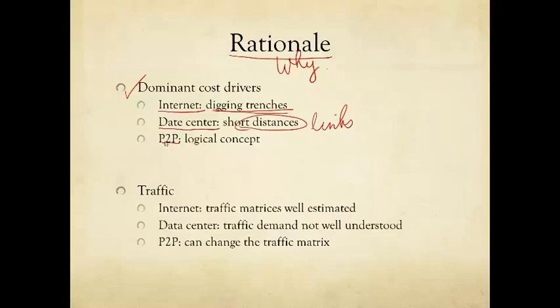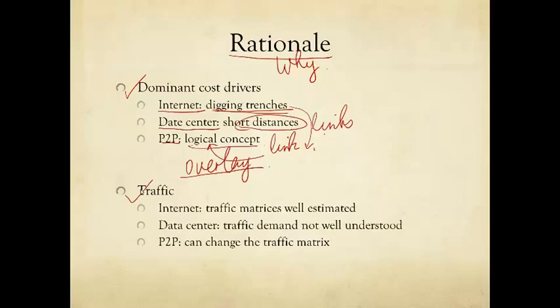And this becomes even more extreme in the case of P2P, because there the concept of a link is logical. Remember, this is an overlay network. The underlay might be physical links. The overlay is actually a logical concept. Are you my neighbor? Are you my peer or not? If so, we have a link. And that link is a logical concept of peering relationship. So the cost of a link gets cheaper and cheaper, and when it's conceptual, it is actually very cheap. It still carries the cost of management overhead, but nonetheless, much cheaper than digging trenches.